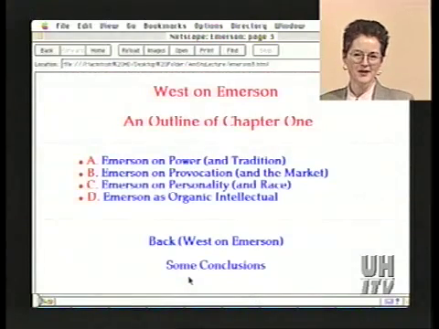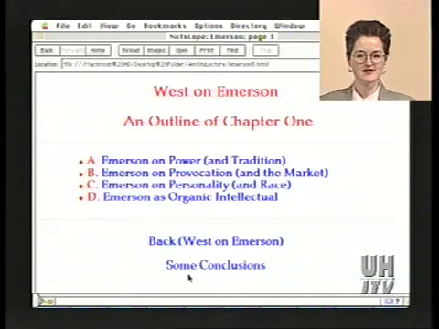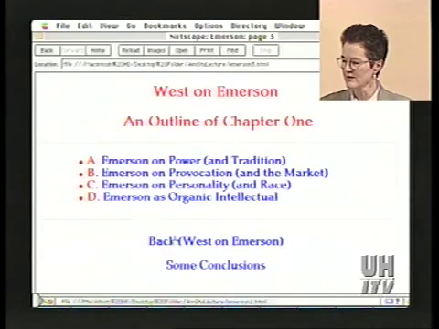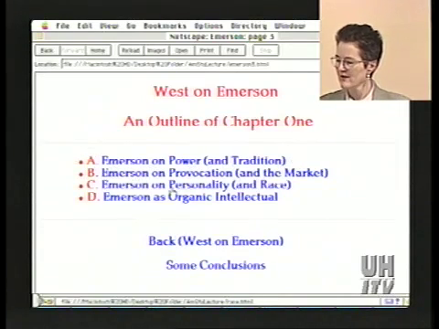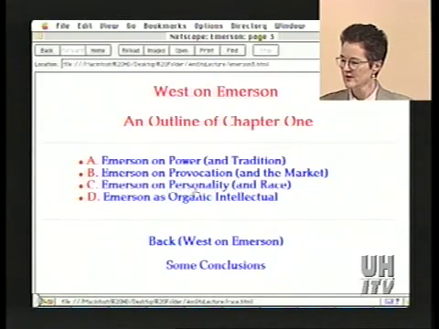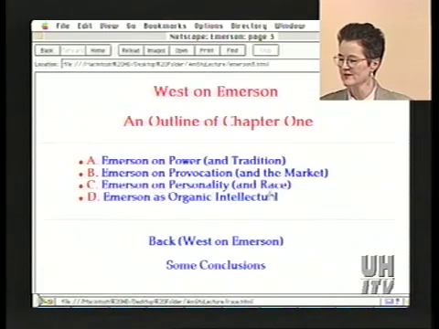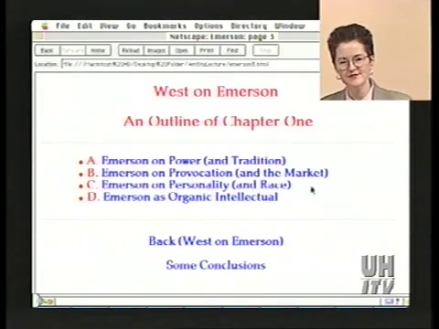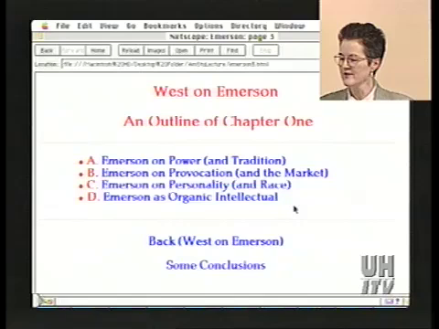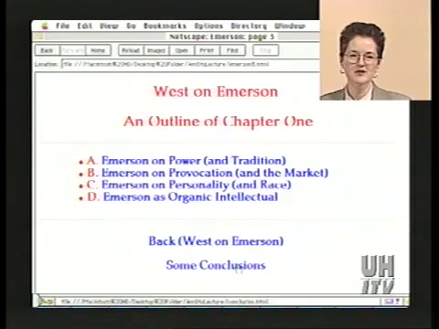What I've now got on the screen is an outline of four key sections of West's chapter on Emerson, and I would like to take these in order. So I will be going in order through the section on power and then on provocation. You'll notice that there's a sort of tension in each of these titles: personality versus race, provocation versus the market. We will go through these four in order, A through D, and then we'll go to some conclusions.